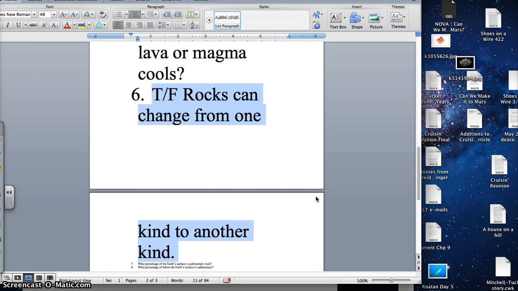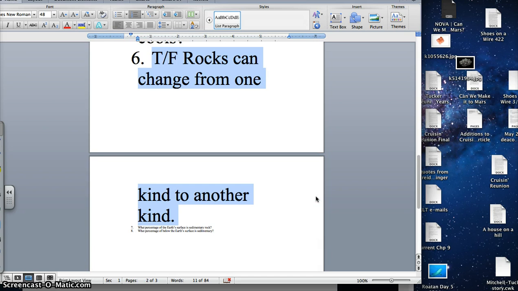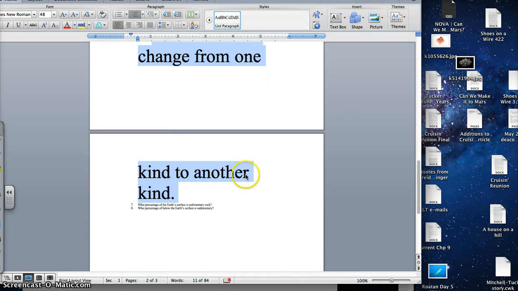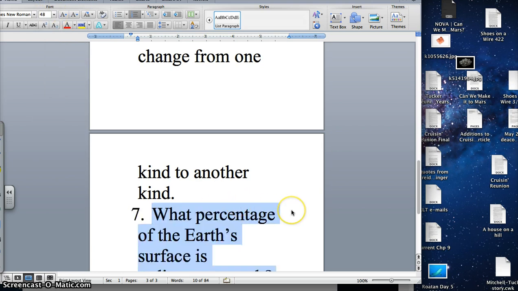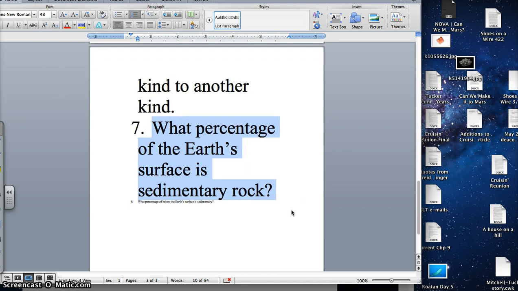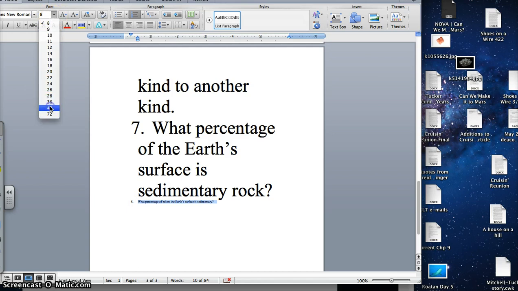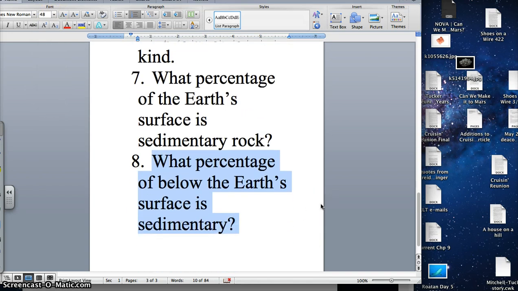Number 6, true or false? Rocks can change from one kind to another kind of rock. True or false? Number 7, what percentage of the Earth's surface is sedimentary rock? And finally, number 8, what percentage of below the Earth's surface is sedimentary?